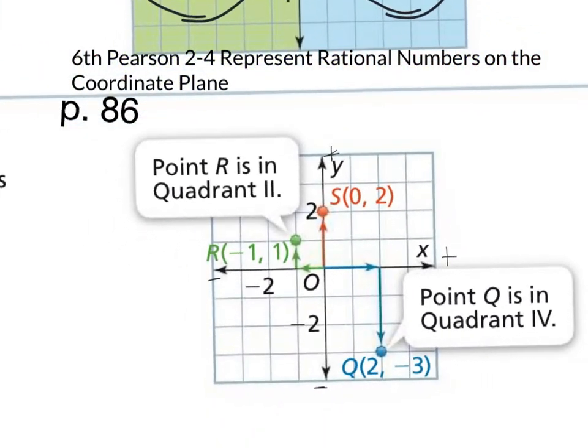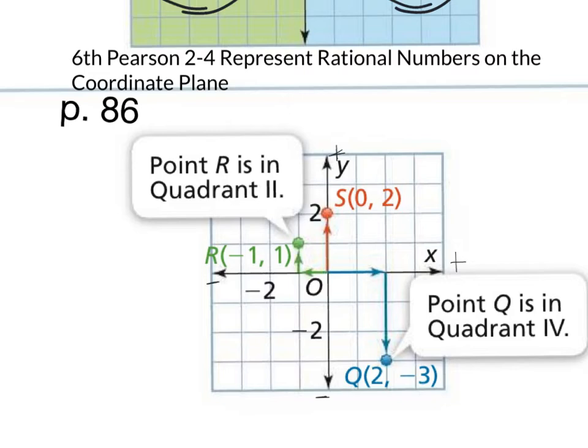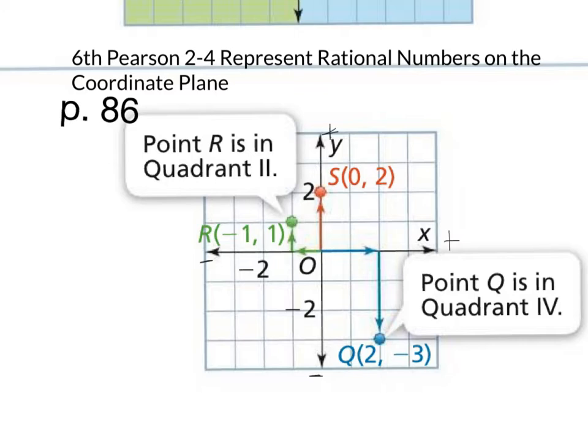You can see some examples here. If you look at the point Q, Q is at the point 2, -3. Starting at the origin, the x-coordinate is 2, so they went over to 2 on the x-axis, and then they went down to -3 on the y-axis. Same idea, R is -1, 1. First on the x-axis, they went to -1, and then they went up to 1 on the y-axis, so it'd be -1, 1.